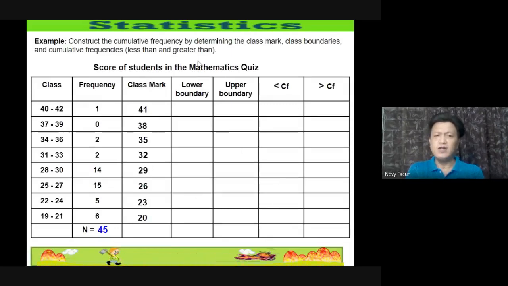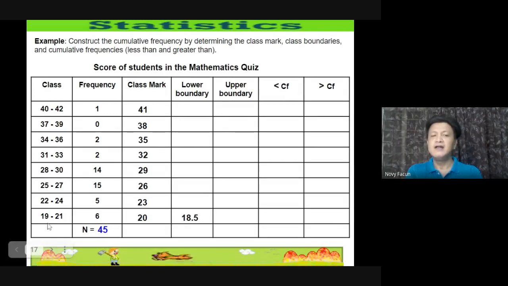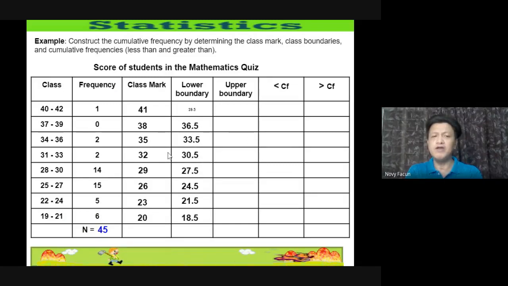Okay, how to find the lower boundary, di ba? Lower limit, minus natin ng 0.5. Kaya 19 minus 0.5, that is 18.5. Yun yung lower boundary natin dyan sa 19. Okay, dito naman sa next, we have 22 minus 0.5, that is 21.5. Ganon din sa 25 minus 0.5, that is 24.5. Okay, so and so on and so forth, lagi siyang nagdideduct lang ng 0.5 dito.